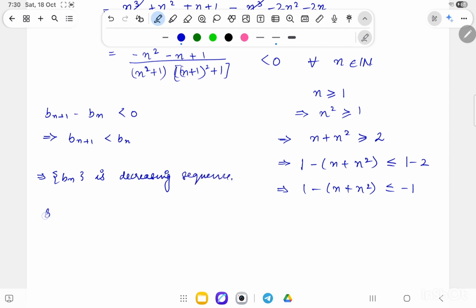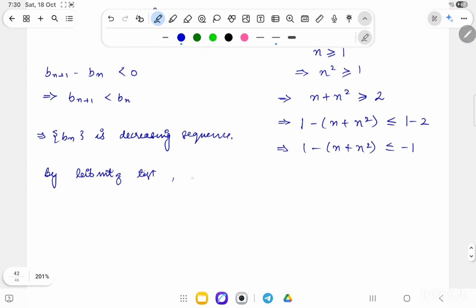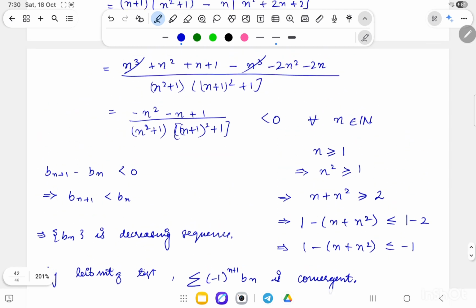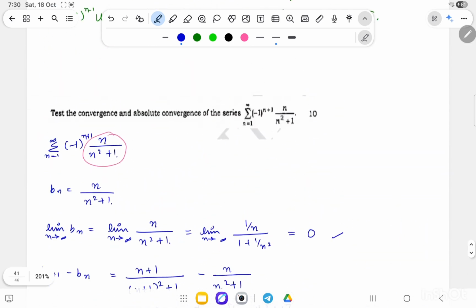And by Leibniz test, since both the necessary conditions are satisfied, I can just use the Leibniz test. So by Leibniz test, I'll get that my series summation minus 1 raised to n plus 1 bn is convergent. Now we're supposed to check absolute convergence as well.